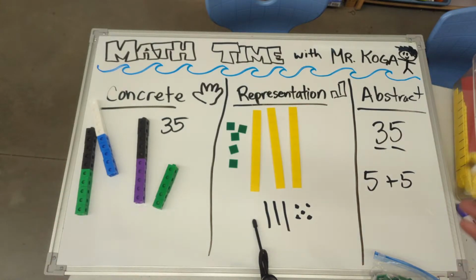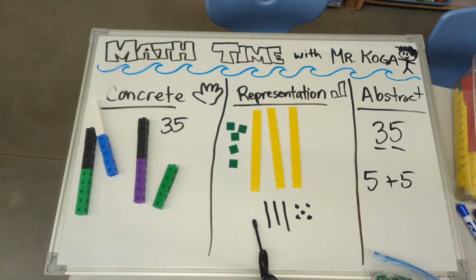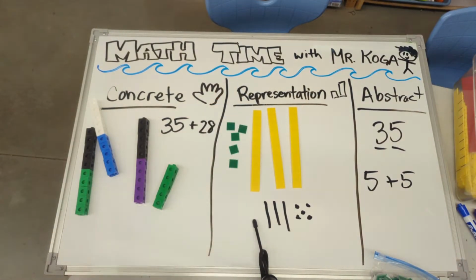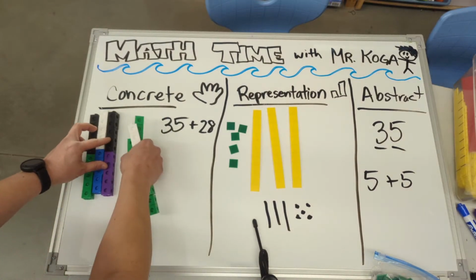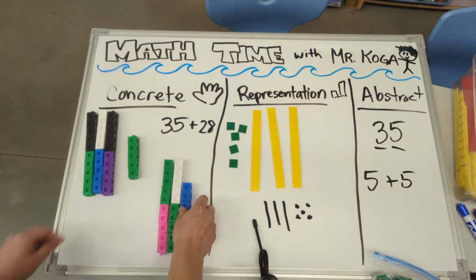Okay, so that's a little math lesson for you guys, and I want to do a little bit of adding too. So let's take 35 and let's add 28 to it, because this is where you see the concrete models really shining. So I got 35 right here. Then I'm going to build 28. Colors don't really matter. Okay, I got 28.